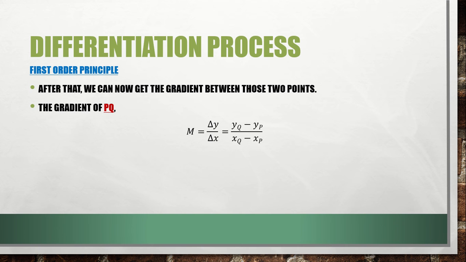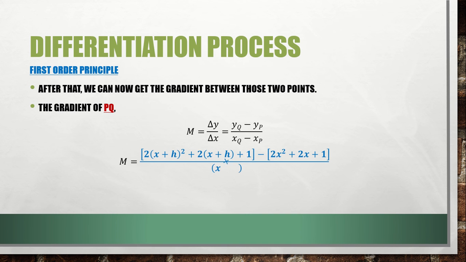Now, I believe you have an answer somewhere. Let's go through so that you may refer also to your answer that you have. So notice m, which is the gradient as you have known, will be equal to point Q, which is 2(x+h)² + 2(x+h) + 1, close the bracket, minus the second point, which is 2x² + 2x + 1, divided by the first point, which is x + h − x.